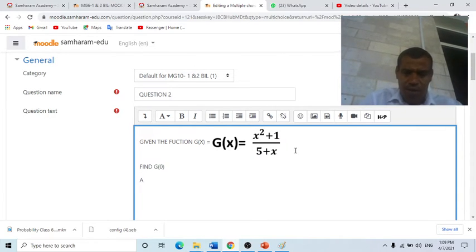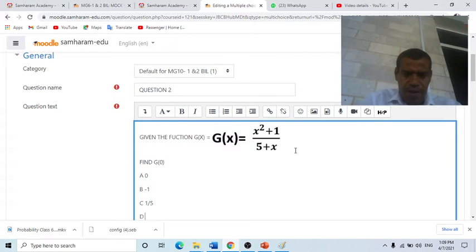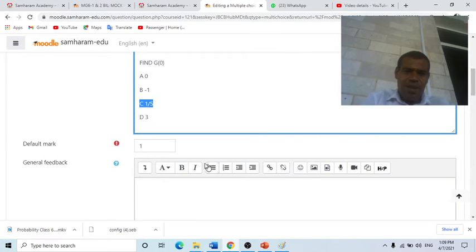The answer is small a, it will be 0. B, it will be negative 1. C, it will be 1 over 5. Okay. D is 3, for example. So the correct answer is 1 over 5. This one is the correct answer. I should give 100% to the third option, which is C. Then I will make here 2 marks.